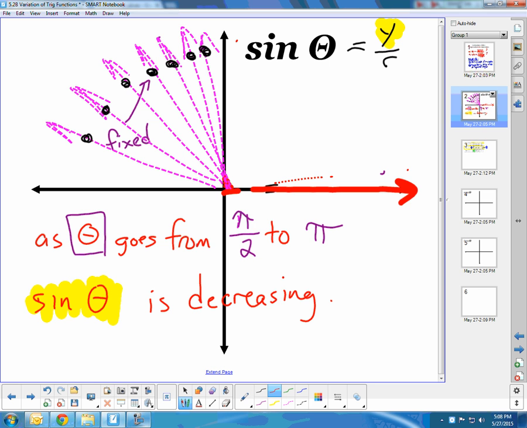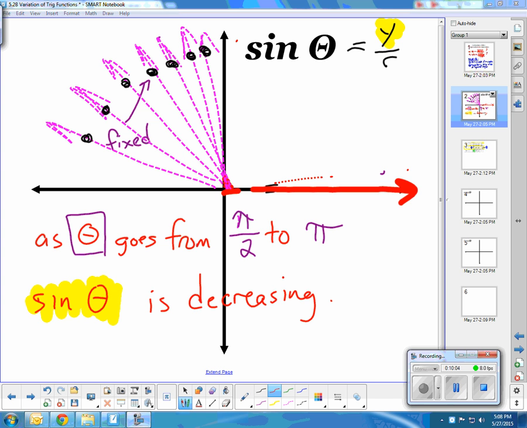And you can use similar arguments for quadrants 3 and 4 as well. So this is a variation of the sine function. I'm going to make another video for cosine with very similar explanations.